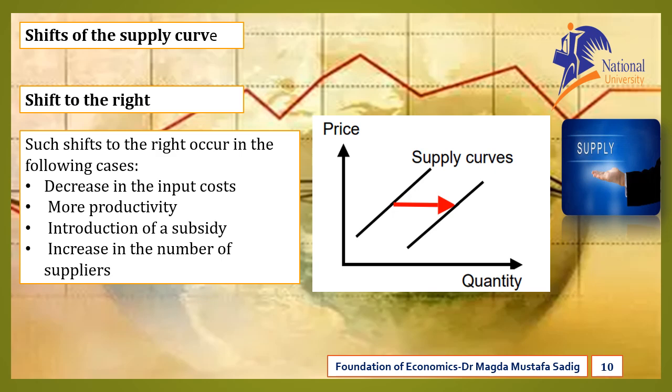Increase in number of suppliers. More suppliers entering the market increases total market supply because each one contributes their production to the total quantity offered. So, let us say new coffee producers enter the market due to rising demand. The overall supply of coffee increases, shifting the supply curve to the right.